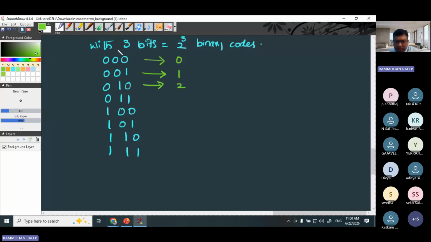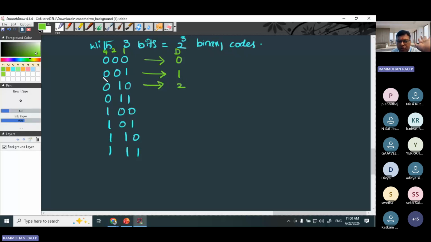010 means 2. This is 4. 8421 code means 4, 2, 1. So add all these. Is there any 1 in this binary code? There is no 1. We have to add the face value of the bits where there is a 1. Is there any 1 in the first one? There is no 1, all zeros. So the decimal value is also 0.